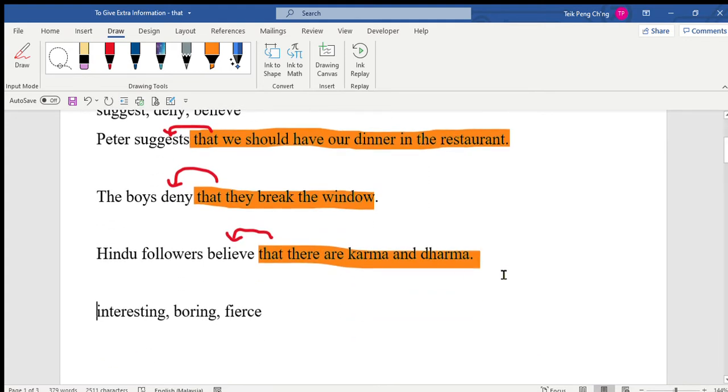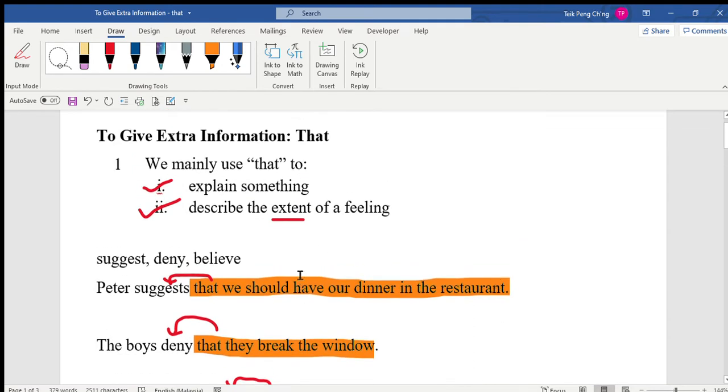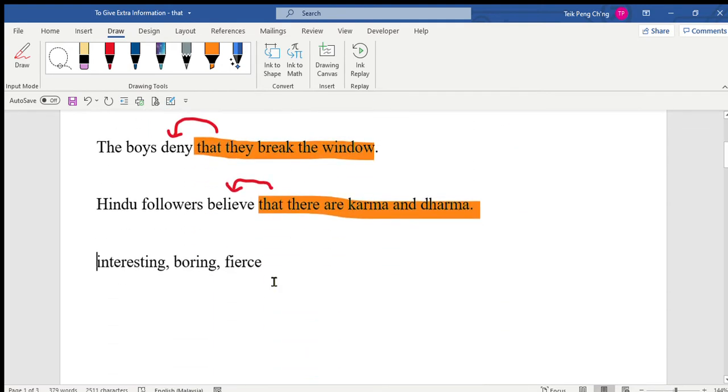Okay, now let's look at another one. What do I mean by to describe the extent of a feeling? I'll give you three sentences as well. The first one, the movie is so interesting. And now you want to tell me about the extent of how interesting the movie is. So you can use the word "that": I watch it again and again.